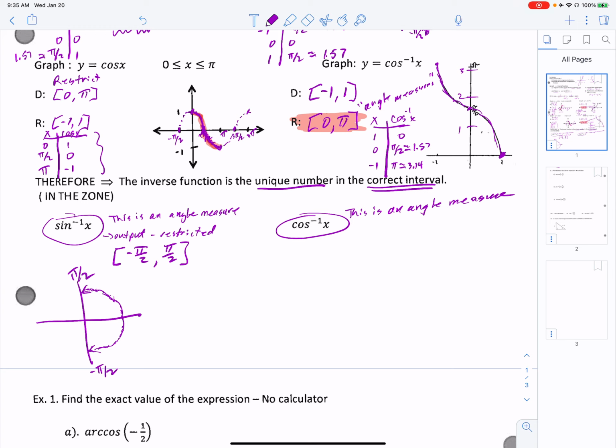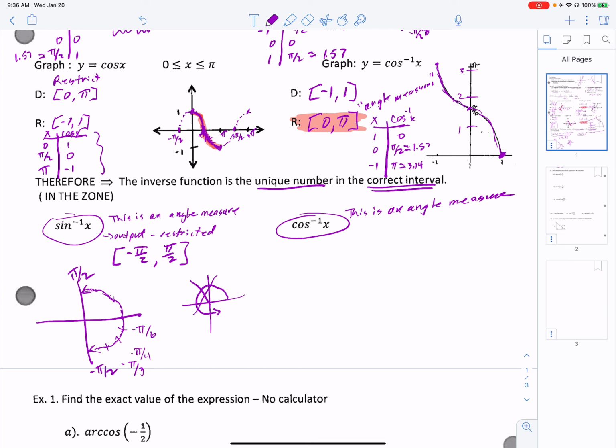So the inverse function is a unique number in the correct interval. So we never go around this way to get quadrant 4. Our angle isn't going to be 11 pi 6 or 7 pi 4 when we have inverse sine. It's going to be from 0 to negative pi halves. We would use negative pi fourths, or negative pi sixths, or negative pi thirds as our possible angles.